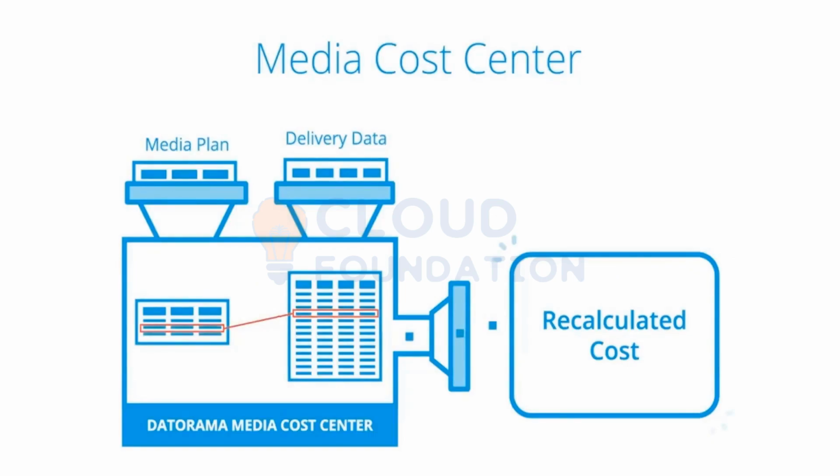So it doesn't always go according to the plan, but it also doesn't always have very high differences. So we need to have a recalculated cost to understand at what cost things got delivered. So the media plan and the delivery data is churned in Media Cost Center.